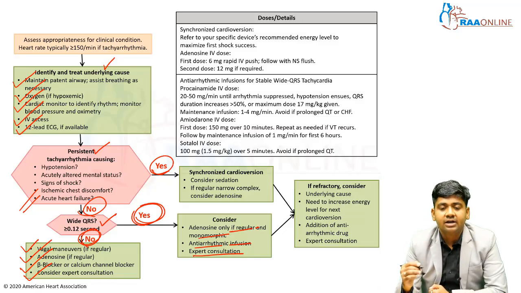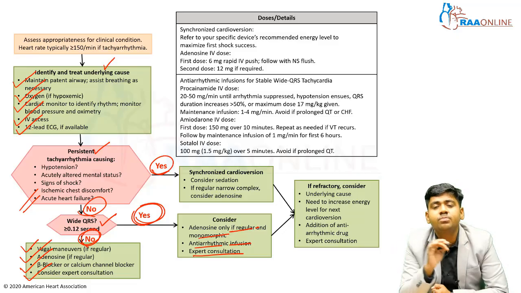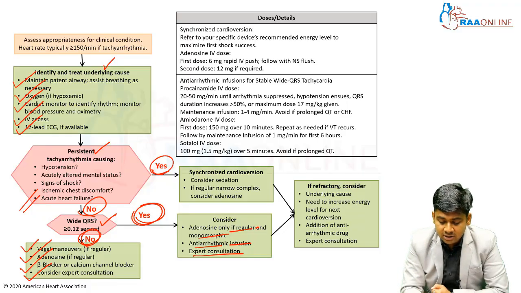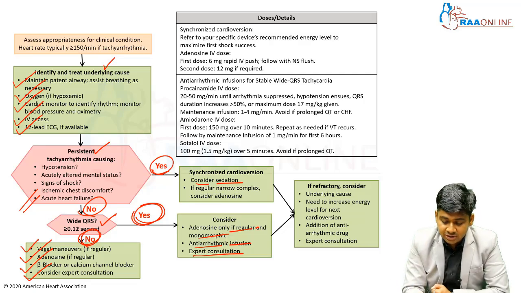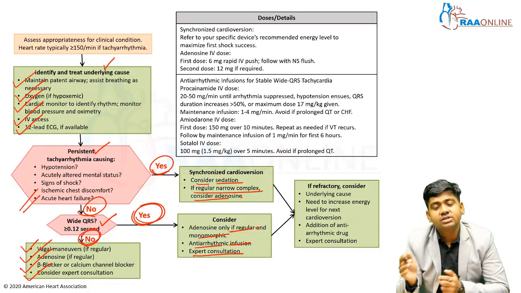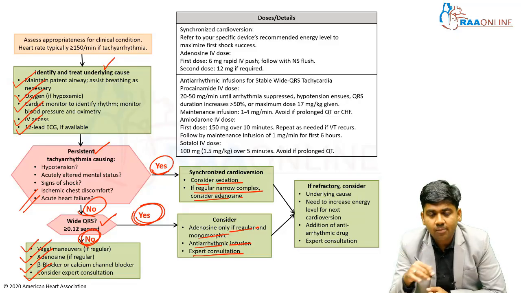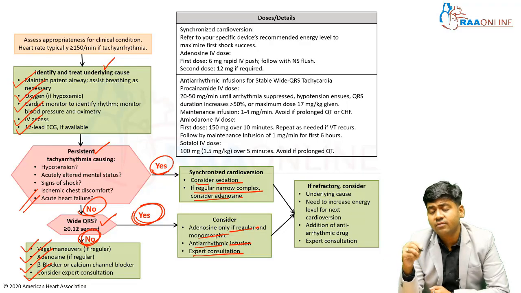If the tachycardia is causing life-threatening problems or great danger to the health, like hypotension, altered mental status, signs of shock, ischemic discomfort, or acute heart failure, here we will go simply for cardioversion. Synchronized cardioversion, with sedation of the patient, because cardioversion will cause some amount of pain. If regular narrow complex, consider adenosine, that is PSVT. We will discuss the ECG completely later, but here, only for the sake of completing the algorithm, I am covering tachycardia. So synchronized cardioversion must be given if the patient has signs of shock, altered mental status, or danger to life.